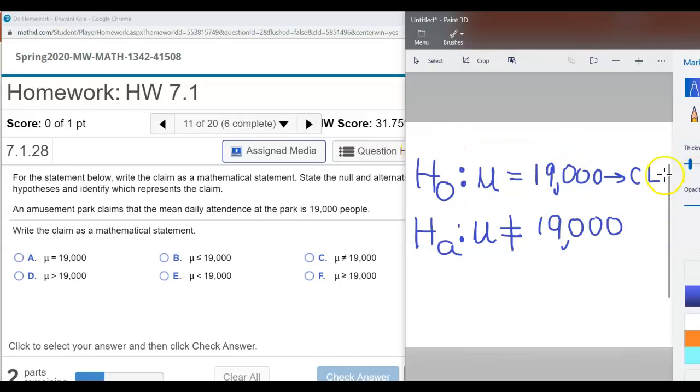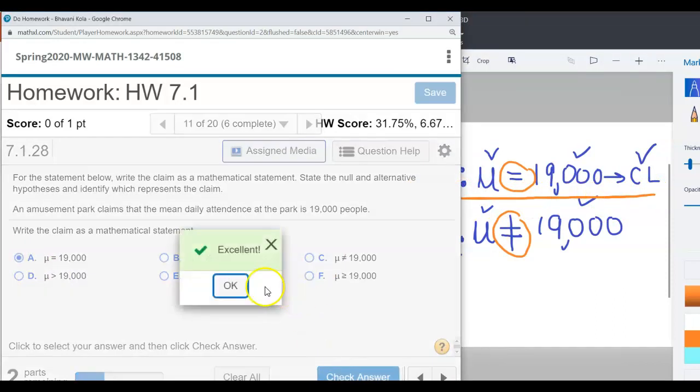You should always see the word CL on your paper, H naught, HA. These two should be the same. These two should be the same. The only thing that's different should be the signs here. I'm going to use a different color, see if you can see it. Only these two signs should be different. Okay, now let's go ahead and finish this one here. What does it say? Write the claim. What is my claim? My claim here is H naught, mu equal to. That is my claim, and I check my answer.